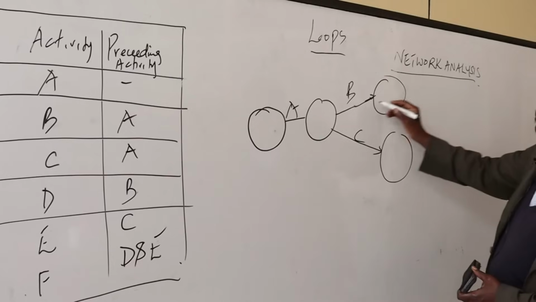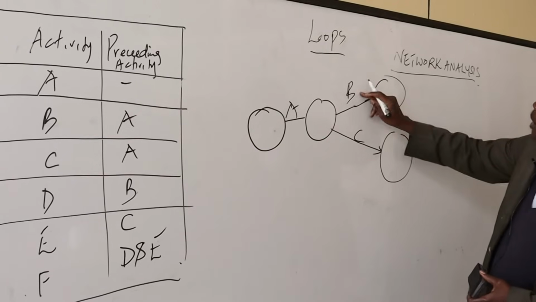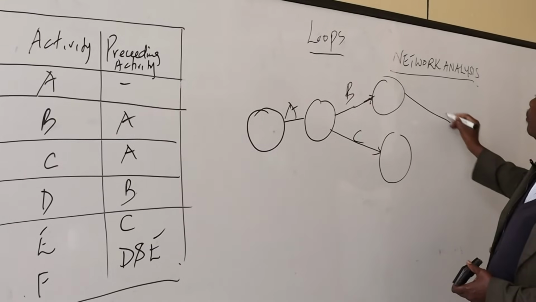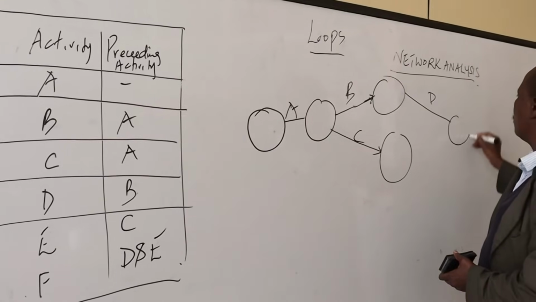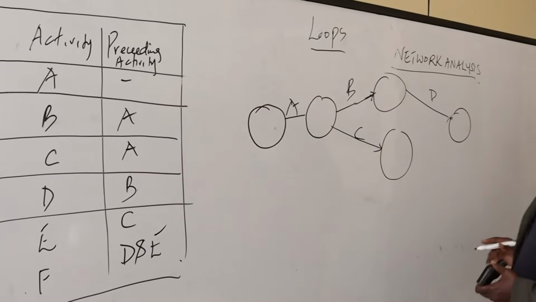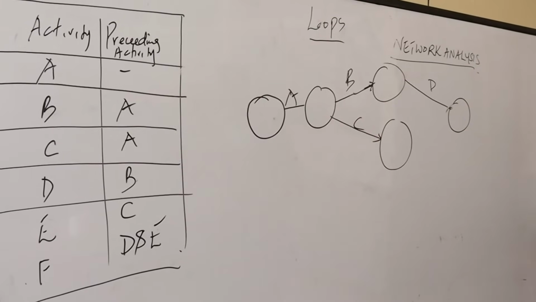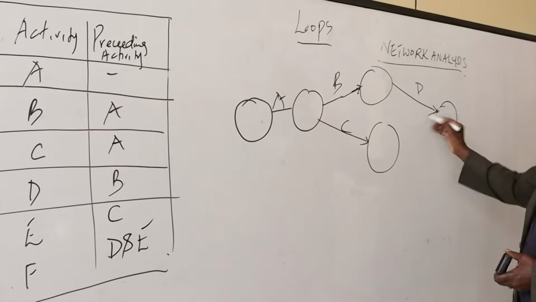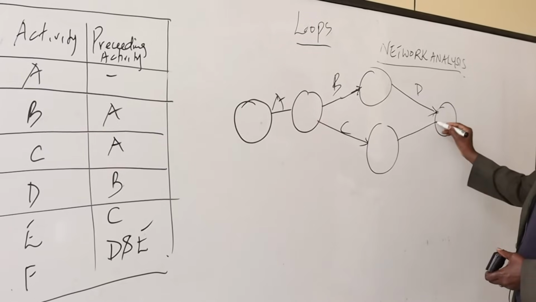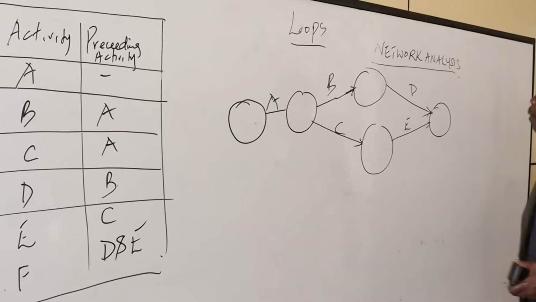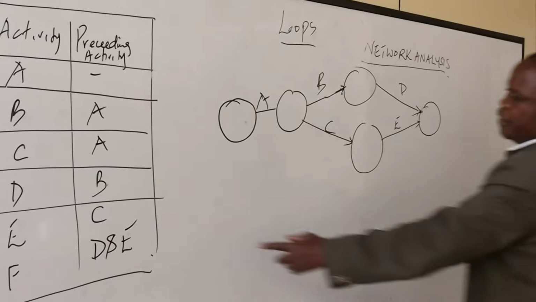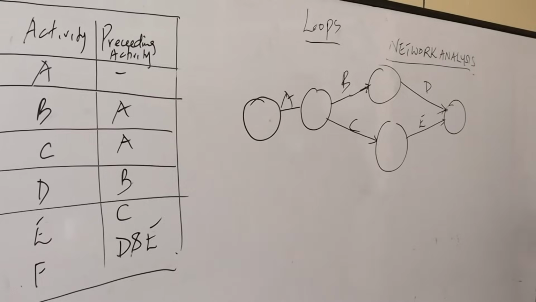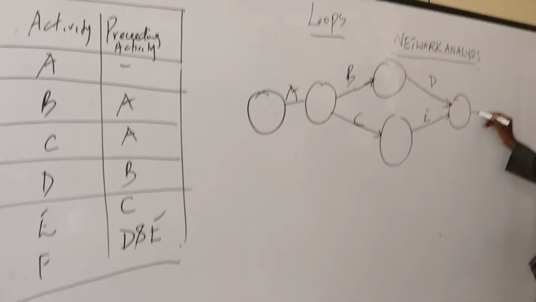If B is giving rise to D, that means B is a preceding activity to activity D. Then C is a preceding activity to activity E. Then D and E are converging to give rise to the final activity, activity F.